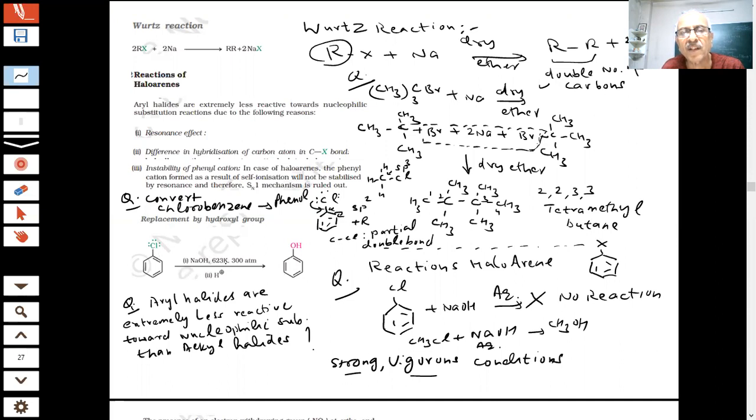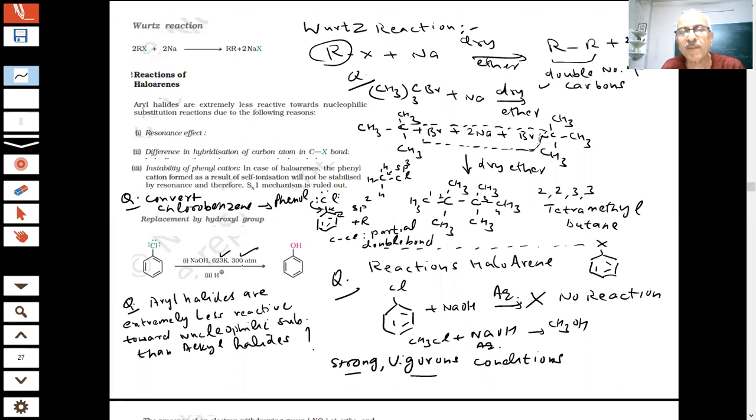How much temperature is written here? Sir, 623. What is the pressure? 380 atm, sir. Then two steps: first step and second step, we add H plus. So we can convert chlorobenzene into phenol under vigorous and strong conditions.